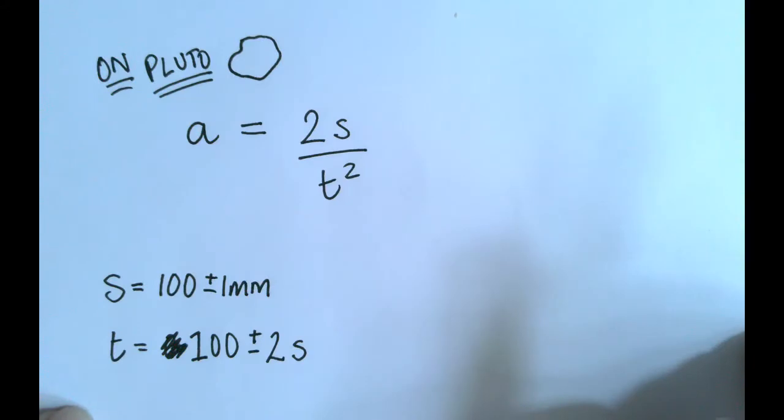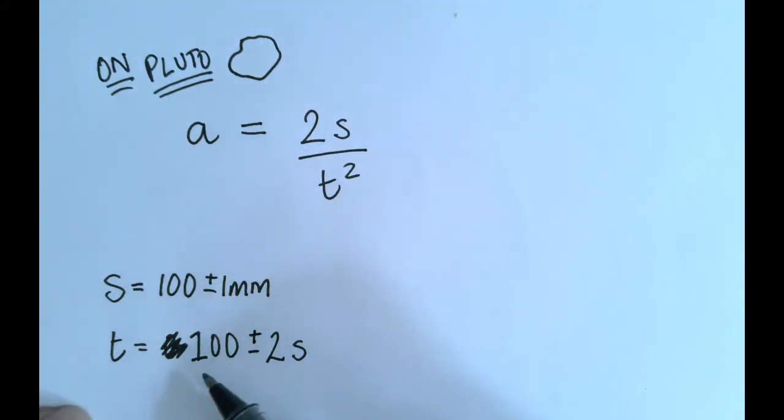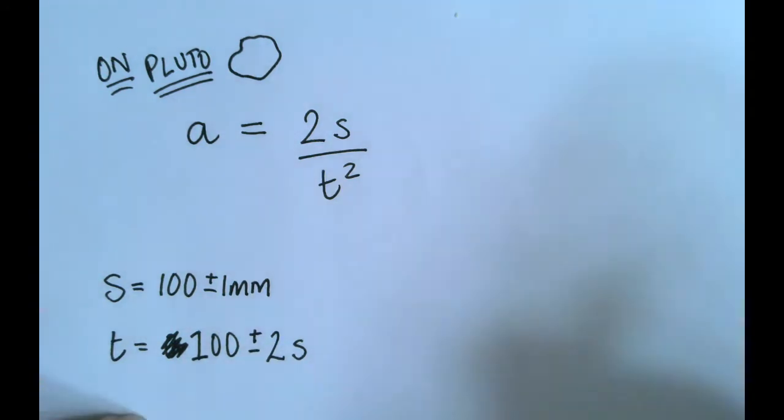And here's where the numbers get silly. The time it took to fall was 100 seconds to fall 10 centimetres. And the timing device I used measured to plus or minus 2 seconds. It was a really terrible stop clock. But I picked these numbers because it makes explaining this a little bit simpler.